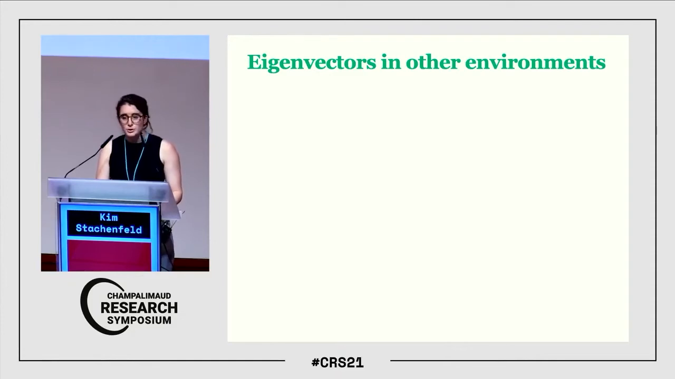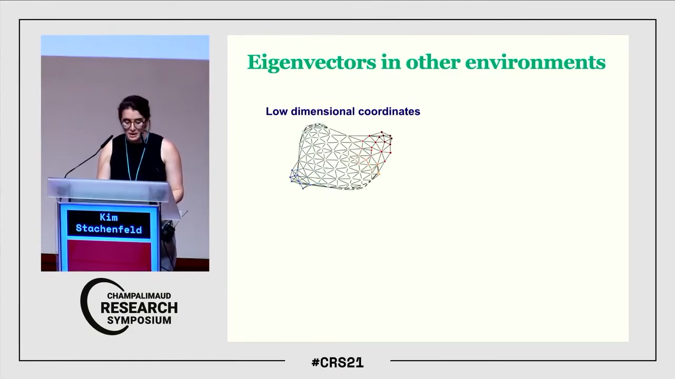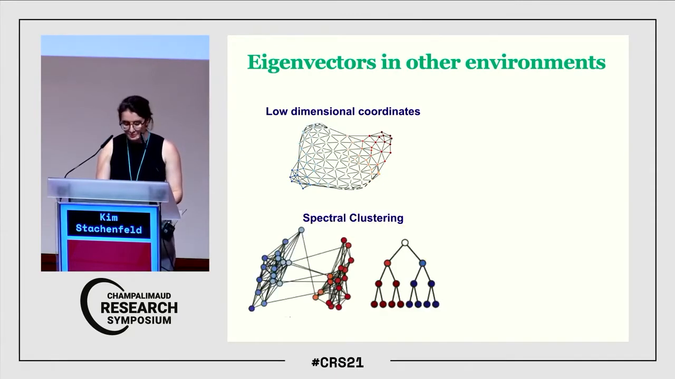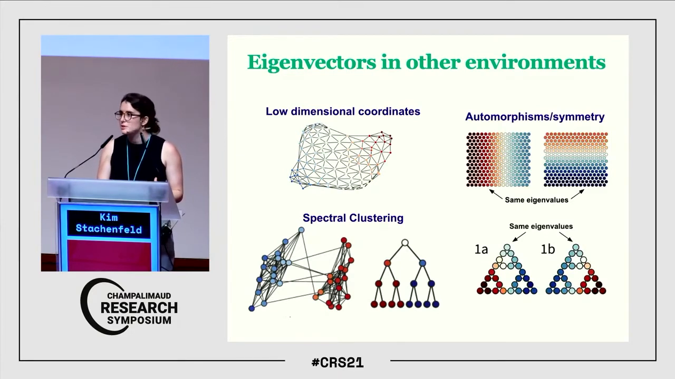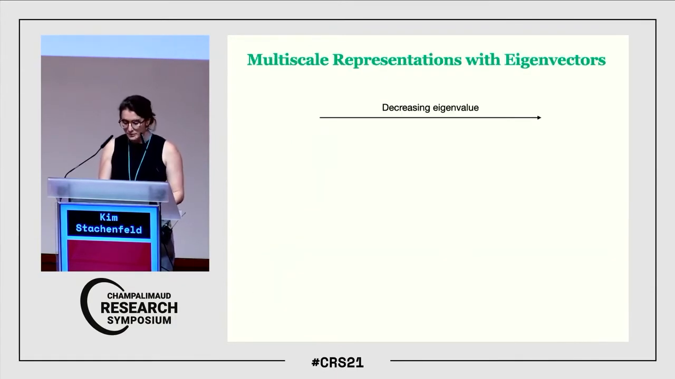And this allows us to capture structure in environments that aren't necessarily spatial and have a different kind of structure associated with them. If we have a low-dimensional manifold, then we can capture these coordinates, and this is what the first few eigenvectors will show you. If we have an environment that's better represented with clusters, the first few eigenvectors will tease these clusters apart, and this is often used in spectral clustering algorithms. If you have symmetries in your environment, or ways you can rotate the graph onto itself, then you'll end up with multiple eigenvectors that have the same eigenvalue. You also can get multiscale representations with these eigenvectors if you order them by their eigenvalue.